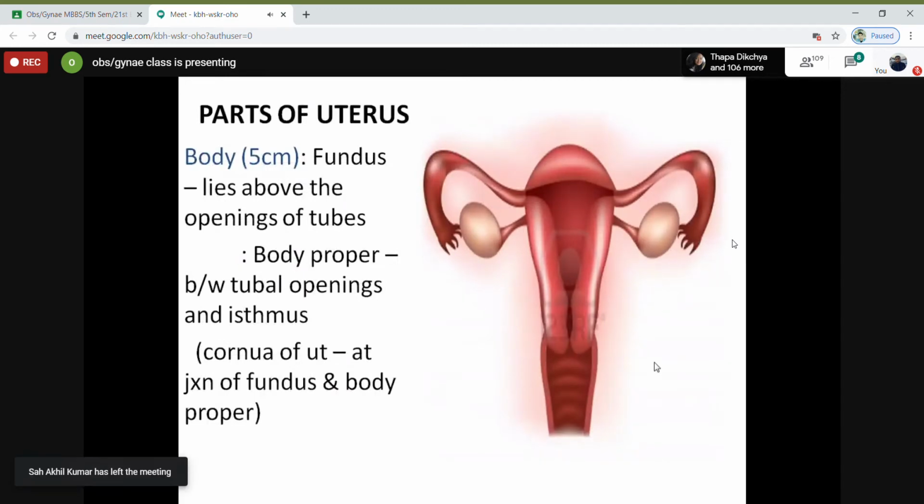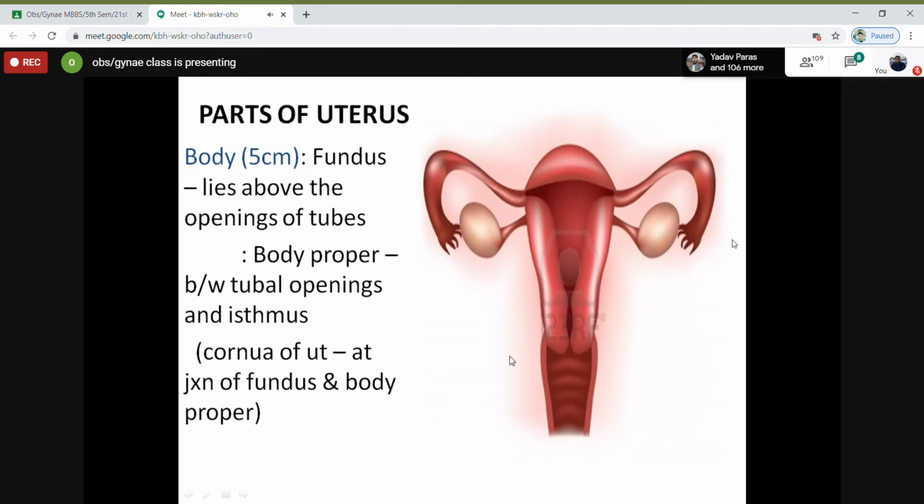So what are the parts of the uterus? Here we can see the uterus has a body and the cervix. Can you see my cursor, all of you? Yes, ma'am. So this is the body of the uterus. It is up till here, and then from here starts the cervix. So the body and the cervix.